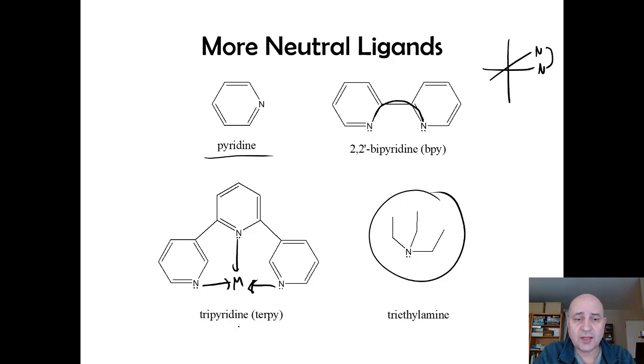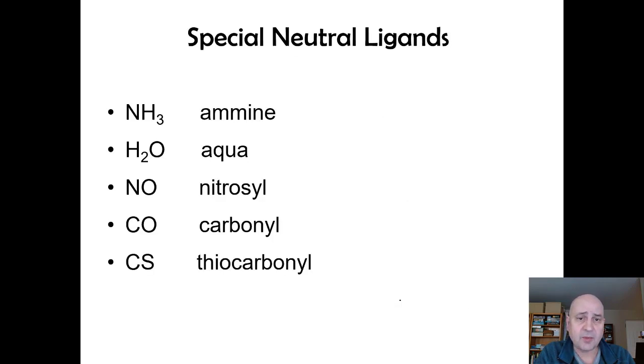So those are neutral ligands that again we would call triethylamine if it was by itself in a bottle, and also as a ligand triethylamine. Then we have special neutral ligands, several of which we've already seen and named. Ammonia is called ammine with 2 M's. Water is aqua. And then we have carbonyl here. Those are the 3 we've seen. Carbon monoxide is a carbonyl. And then we also have nitrogen monoxide, which is nitrosyl.